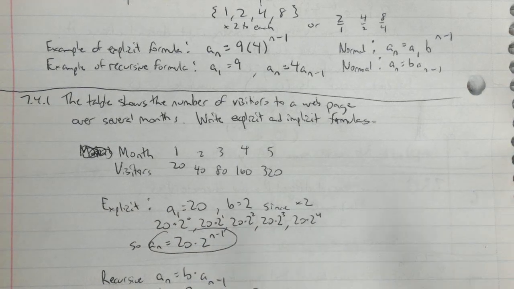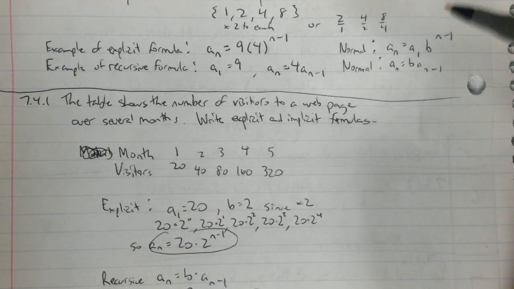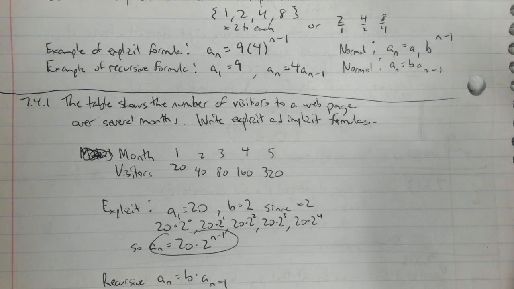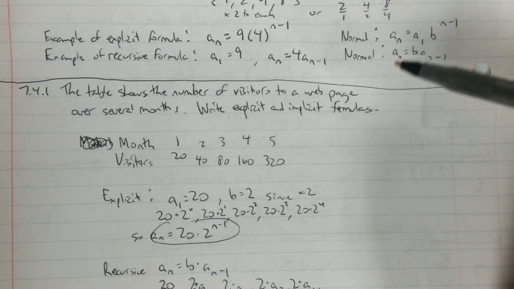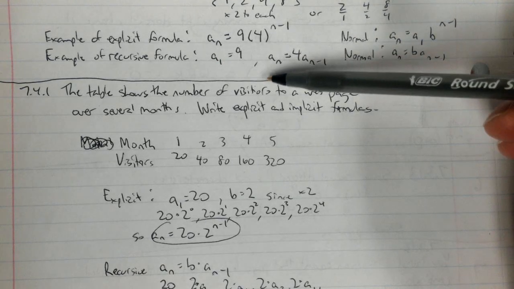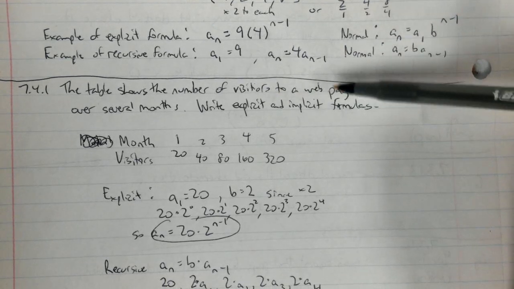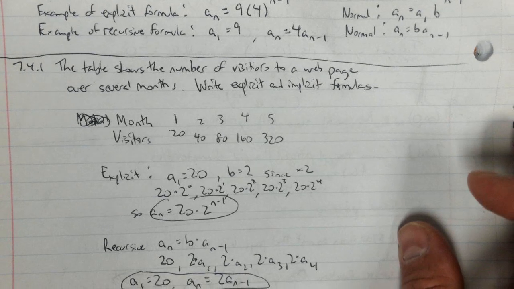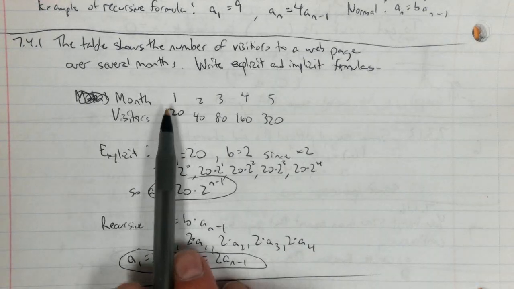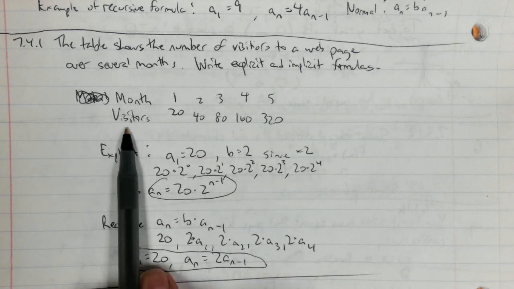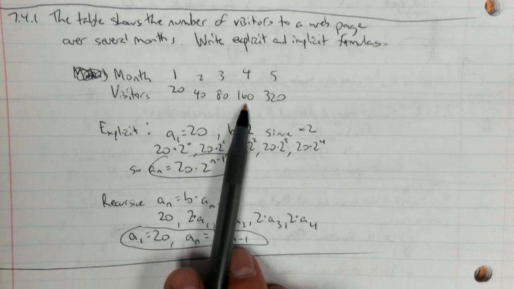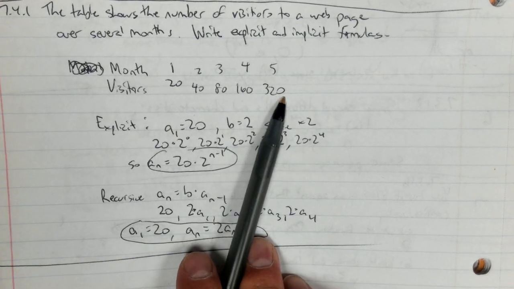Now, on your first Math Excel, by the way, this is a really short Math Excel assignment, only 4 questions. The table shows the number of visitors to a web page over several months. Write the explicit and implicit formulas. So here we have month as 1, 2, 3, 4, 5, and visitors 20, 40, 80, 160, and 320.